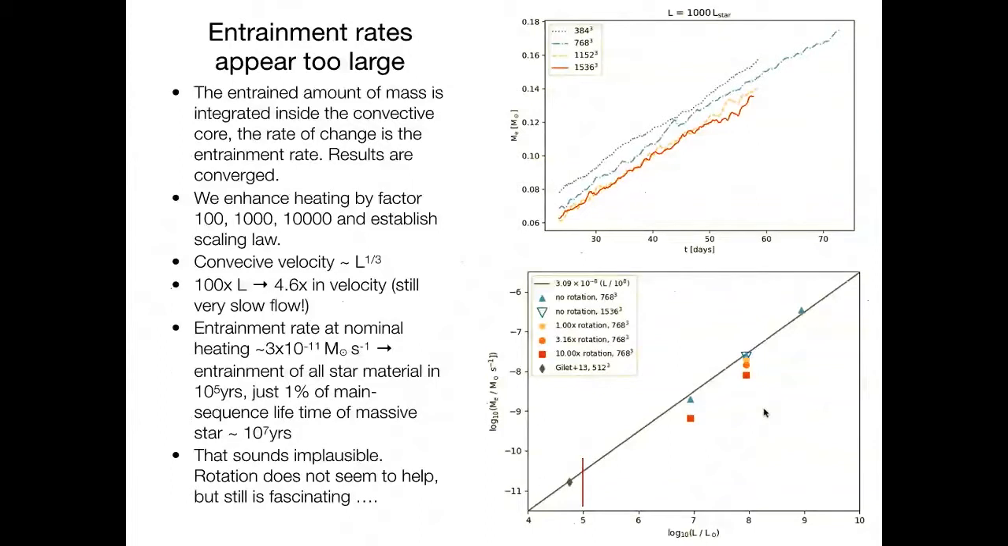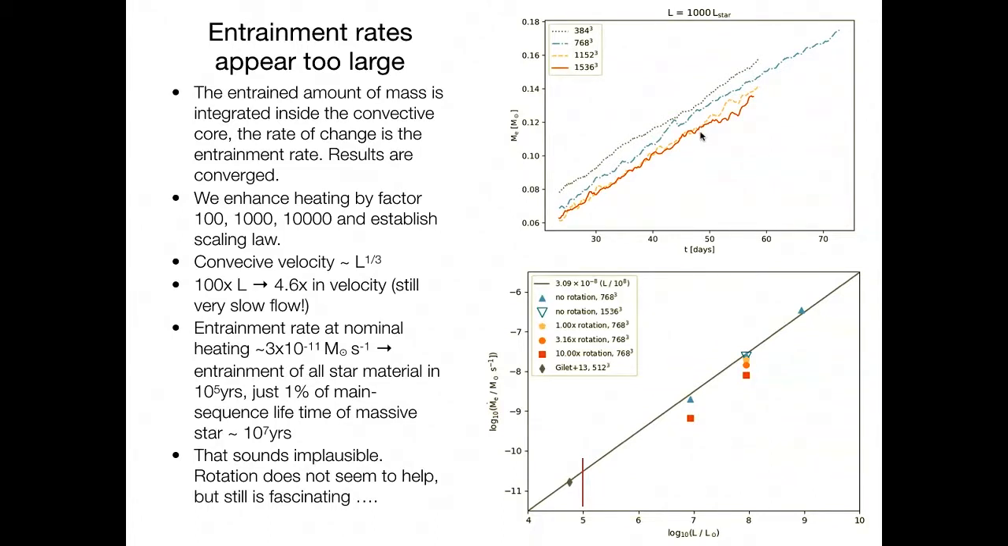Another interesting result, a quantitative result, has been the measurement of the actual amount of material entrained from the stable layer above the convection zone into the convective core. We do that by integrating the entrained mass inside the convection core up to the convective boundary, and then we plot this here as a function of time, and you can see that all of these lines have a quite linear trend, and that is the entrainment rate.